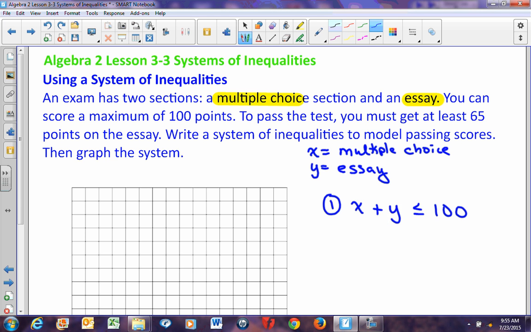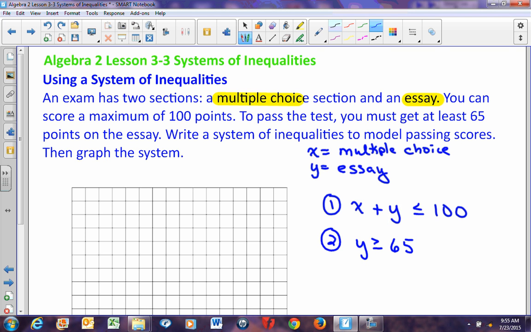The second thing says, to pass the test, you must get at least 65 points on the essay. So you have to get at least 65 points on the essay. So that's the second inequality that we're going to write. So my essay has got to be greater than or equal to 65 points, because that's what it said.